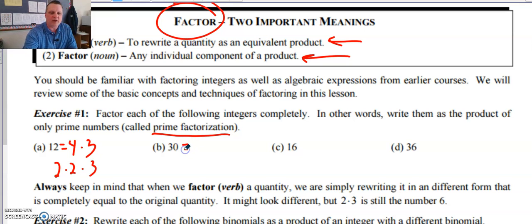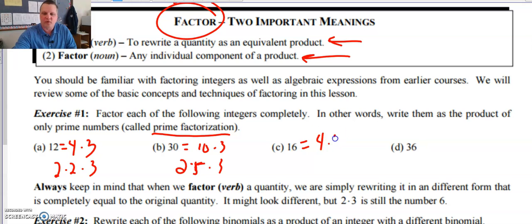When you go to 30, it's 10 times 3. 10 is 2 times 5 times 3. So you keep breaking it down until you get all prime numbers. Now remember, 1 is not prime. Okay? So it's any number whose only factors are 1 and itself. 16 breaks down to 4 times 4. The 4 breaks down to 2 times 2, and then the other 4 is the same, 2 times 2.